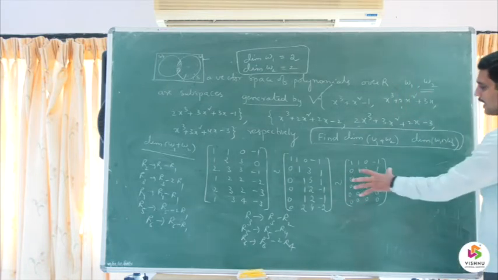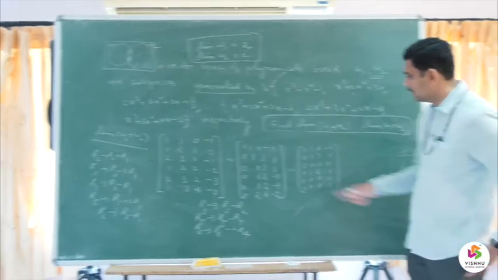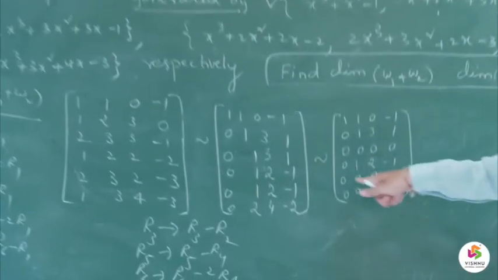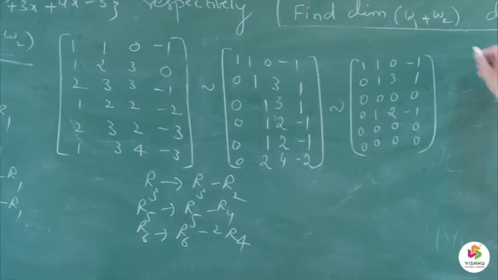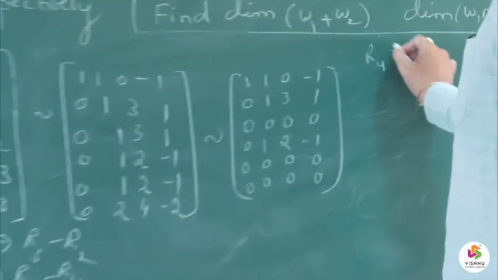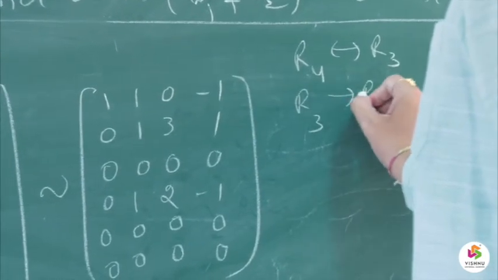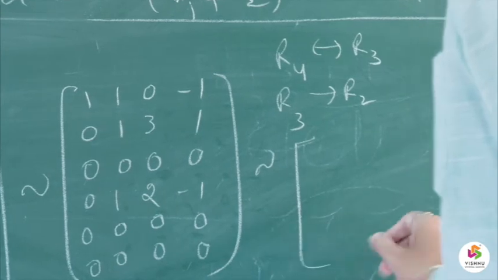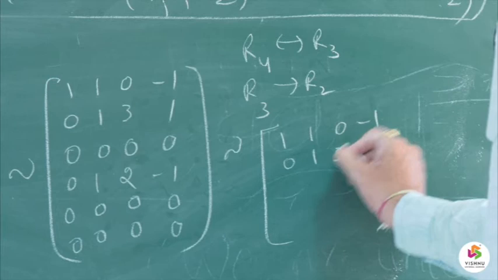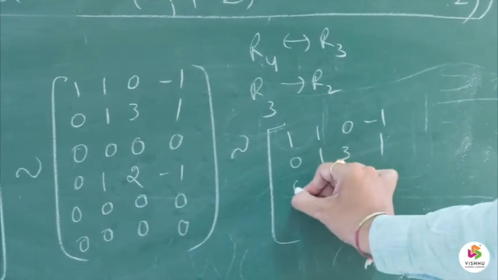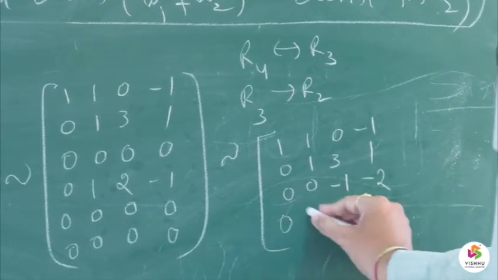Next what I will do? I will place all the zeros in the bottom and I will do the subsequent operations. So you can interchange these two rows and you can perform the subtraction between these two. So I will do that. R4 and R3 are interchanged and R3 tends to R3 minus R2. So performing this, 1 1 0 minus 1 0 1 3 1. If you subtract 1 minus 1 0, this is minus 1, this is minus 2, remaining all zeros.